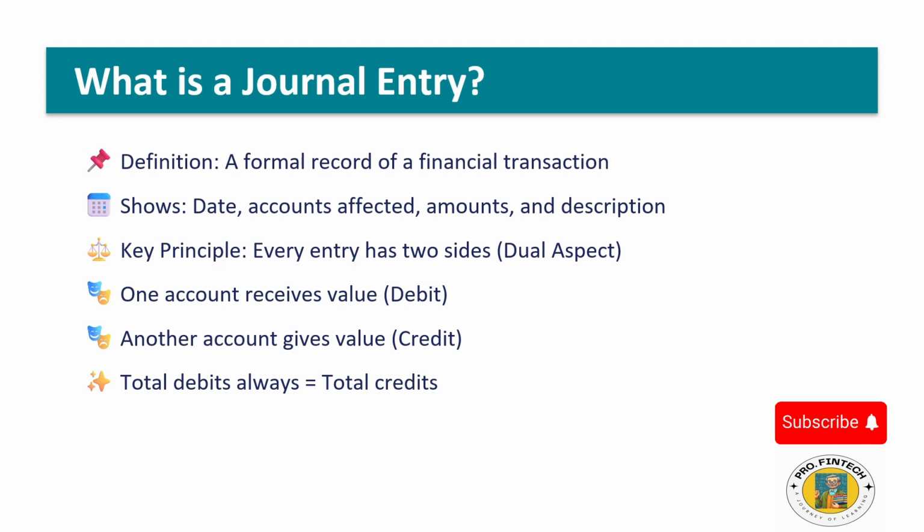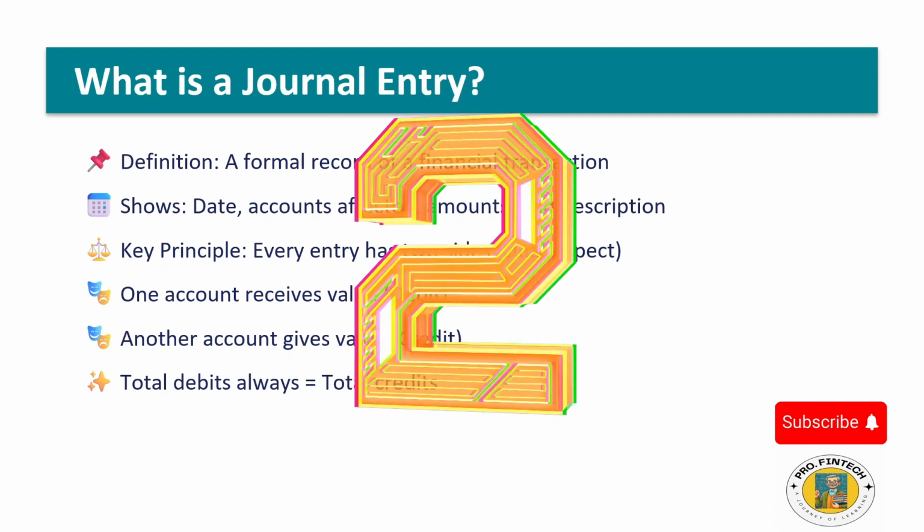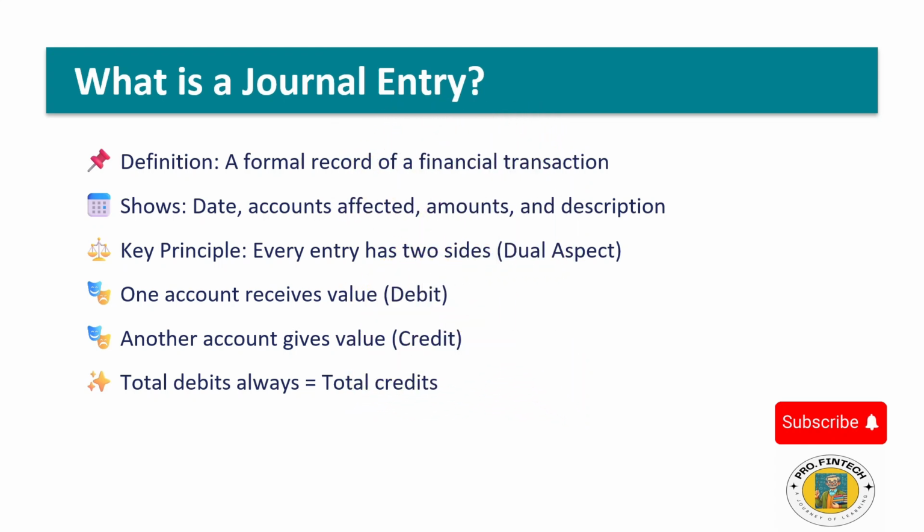Now here's the most important concept you need to understand. Every journal entry has two sides. Think of it like Newton's third law. Remember from physics, every action has an equal and opposite reaction. In accounting, we call this the dual aspect concept. When something comes into your business, we call that a debit. When something goes out of your business, we call that a credit.